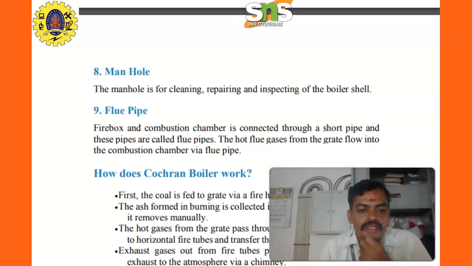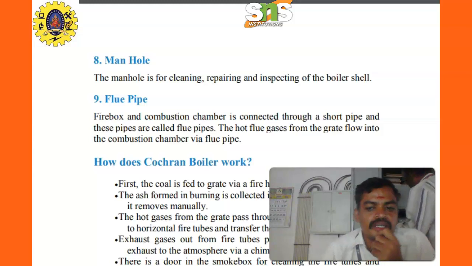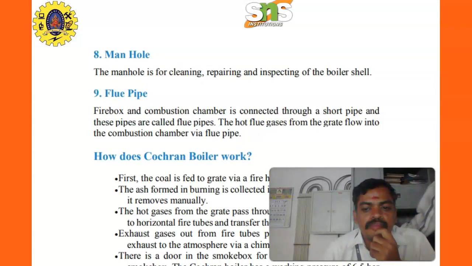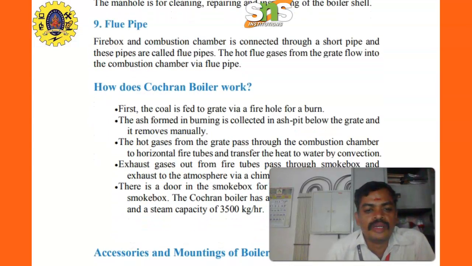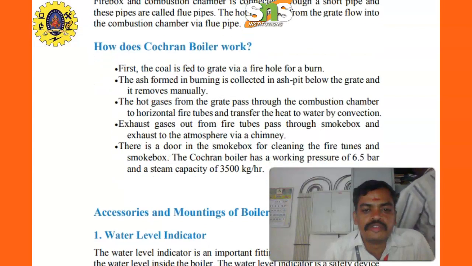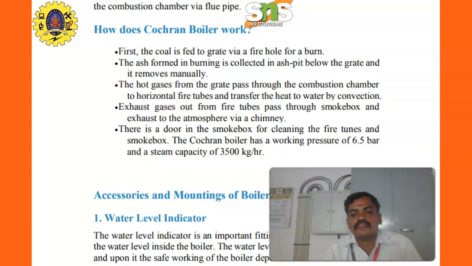The flue pipe. The firebox and combustion chamber are connected through a short pipe, and these pipes are called flue pipes. The hot gases flow from the grate into the combustion chamber through the flue pipe. The coal is fed to the grate through a fire hole for burning. The ash formed in the burning is collected in the pit below the grate and it is removed manually.